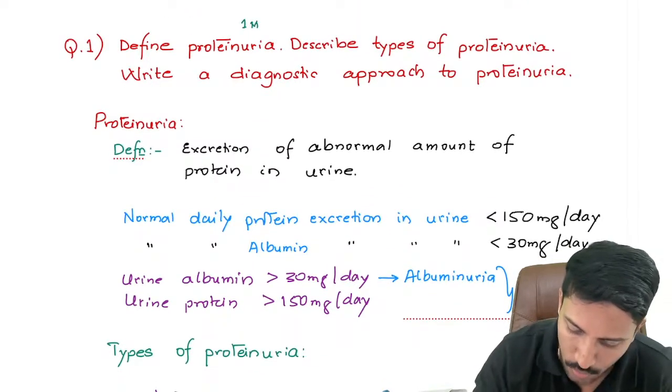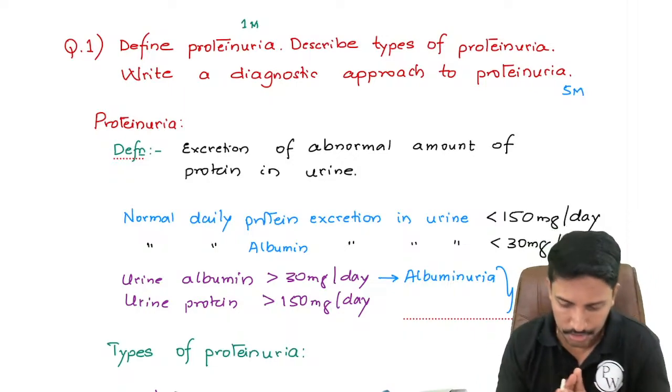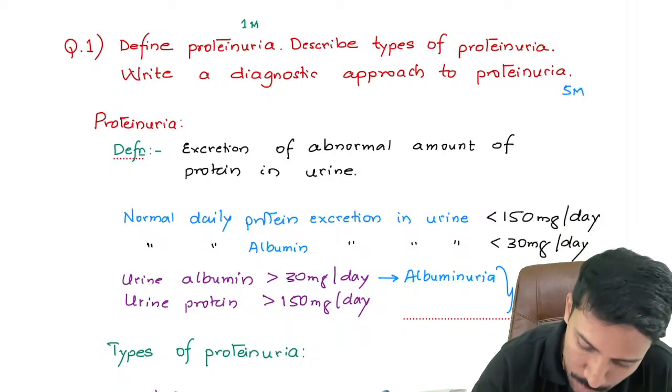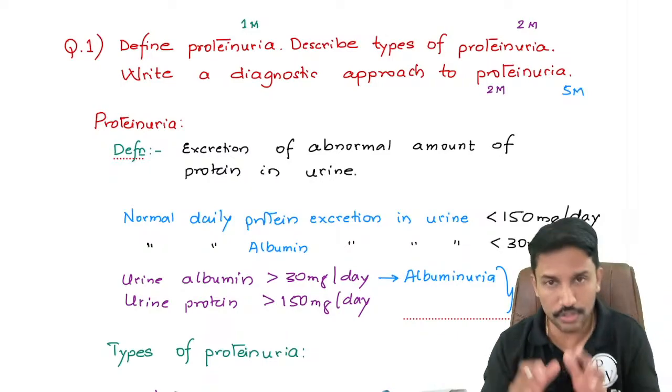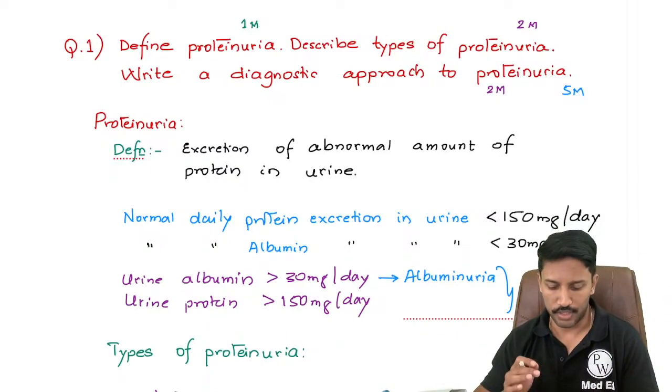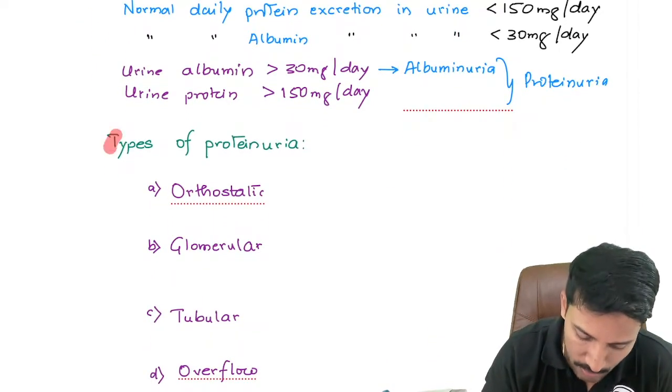Generally the definition is going to carry 1 mark. Mostly these questions are going to be 5 marks questions. So 1 mark we are giving for the definition. Then the types of proteinuria will carry 2 marks and another 2 marks for the diagnostic approach to a patient presenting with proteinuria, right? So let us now talk about the types of proteinuria. How many types of proteinurias are there?